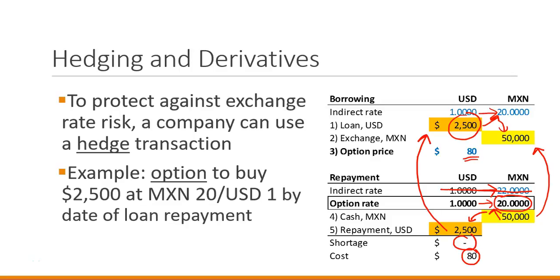The benefit of the hedge is that at the beginning of the transaction, it allows us to fix the total cost of the transaction. When we acquire the option for $80, no matter what the future exchange rate movement, our total cost is going to be $80, no more, no less. That's the benefit of this hedge transaction. Acquiring this option fixes the cost associated with the foreign exchange component of the transaction.